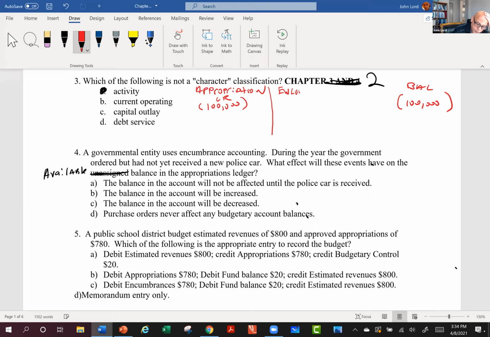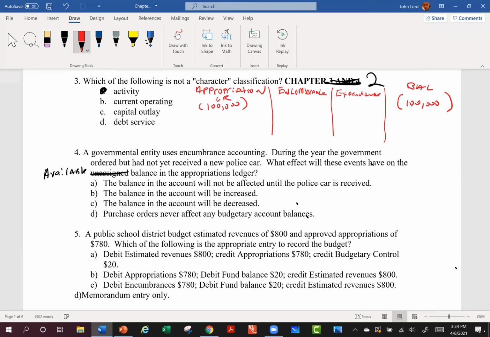Is it encumbrance? Nope. Well, look, I'm not going to write it if it's not. It is encumbrance. And then I have what? Expenditure.